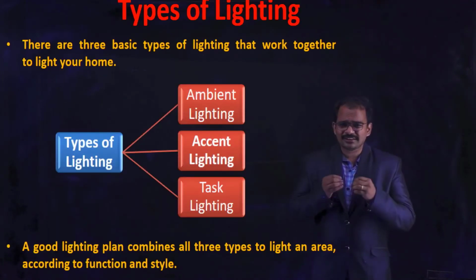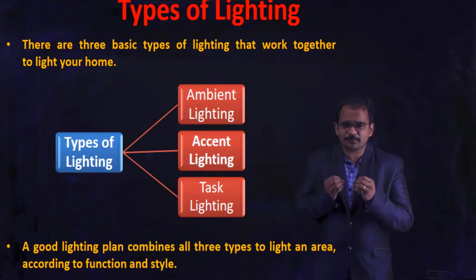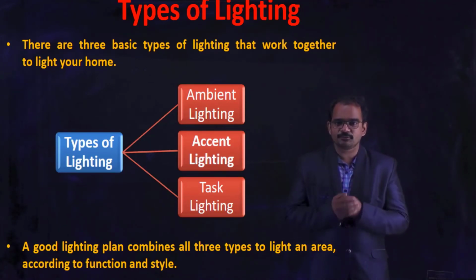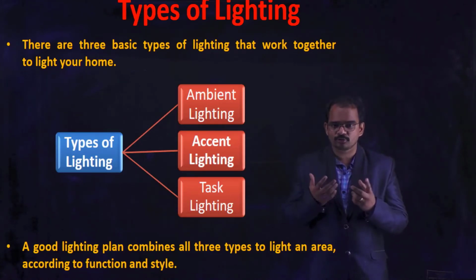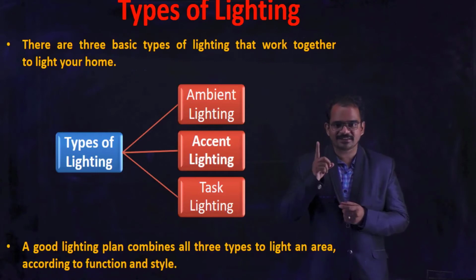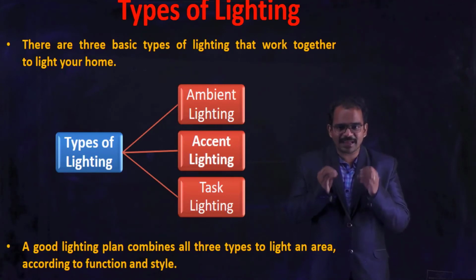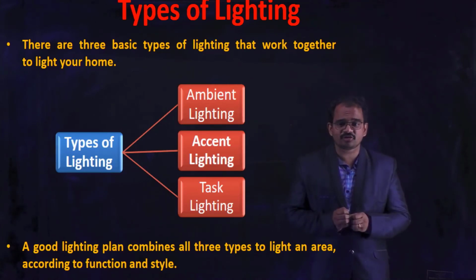So now let us discuss what are the different types of lighting. There are three different types of lighting that work together to light your home. And what are those? The first one is ambient lighting, the second one is accent lighting, and the third one is task lighting. So a good lighting plan combines all these three types of light to light an area according to the function and style of the home.